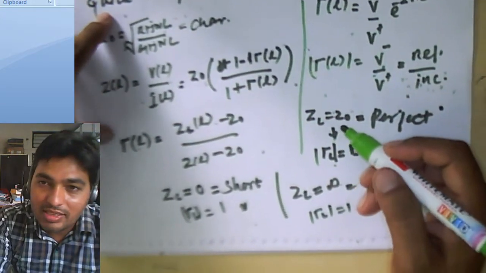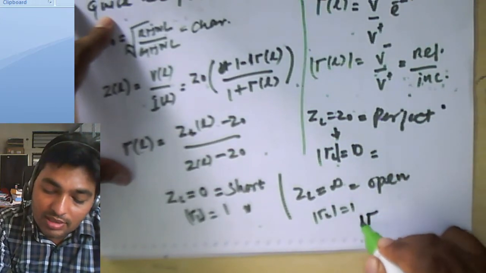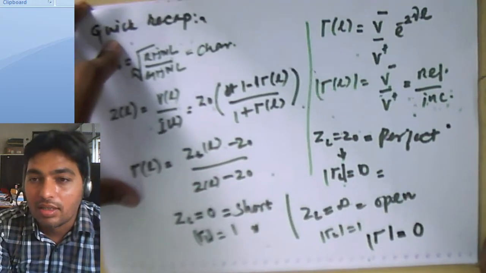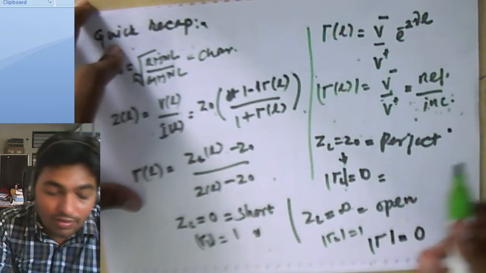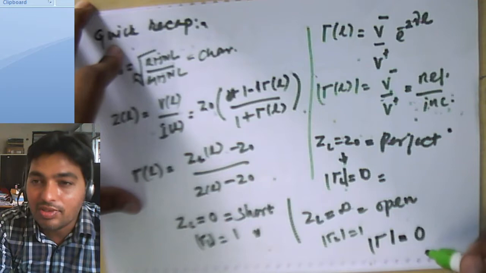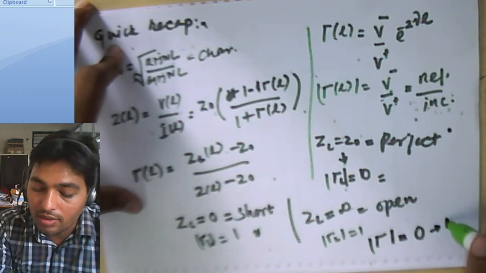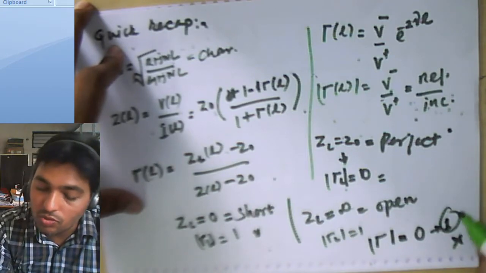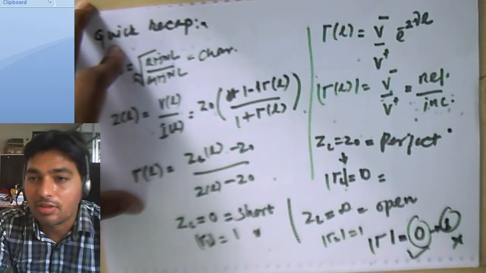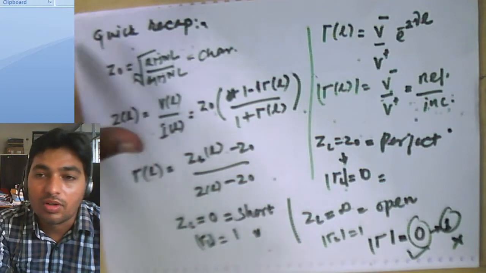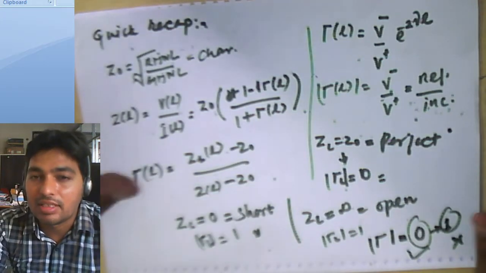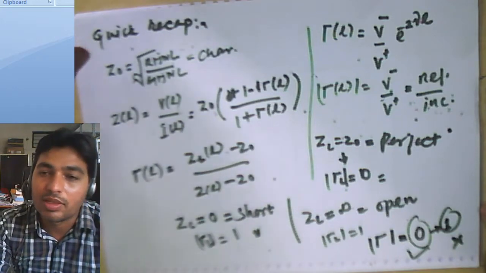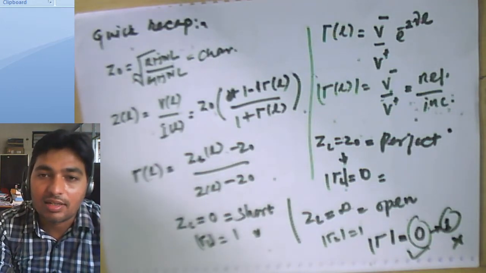So we always desire the magnitude of reflection coefficient to be nearer to 0. The value of reflection coefficient is always between 0 and 1. We never want reflection coefficient near to 1. We always want reflection coefficient near to 0, which means more power is delivered to the load compared to the power which is reflected back.